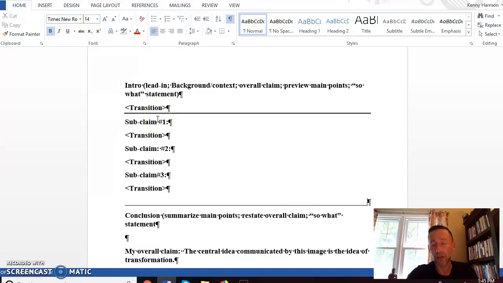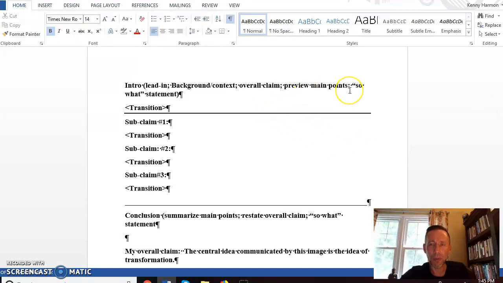Now, if you look at the instructions for the assignment, it asks you to identify 3 symbols that you think are important in the painting and explain how they're connected to your overall claim that you're making or your theme that you've identified. I'll get to those in a second.